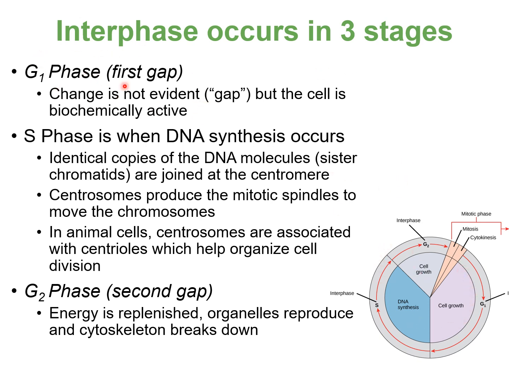So we have G1 first, and the cell is basically just active, right? It's getting bigger and it's preparing for S phase, which is when DNA synthesis occurs. So identical copies of the DNA molecules, or sister chromatids, are joined at a thing called the centromere, and then the centrosomes produce mitotic spindles to move the chromosomes and help organize cell division, essentially. And then in G2, which is the end of interphase, energy is replenished, organelles reproduce, and the cytoskeleton breaks down.